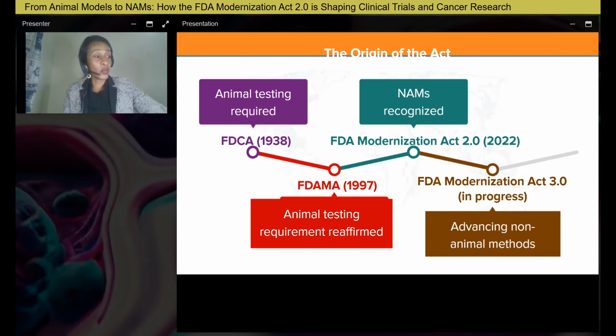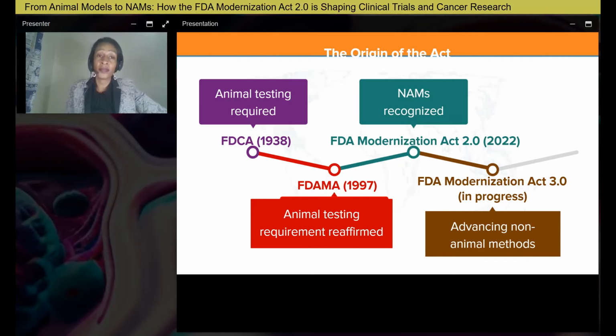So let's begin with the background. How did we arrive at the Modernization Act 2.0? The journey began in 1938 when the Food, Drug and Cosmetic Act of 1938 was introduced. Prior to this, in 1937, there was the sulfanilamide tragedy, where a drug that had not been adequately tested for safety and toxicity was introduced to the market. This led to the deaths of about 100 people, and unfortunately, most of whom were children.